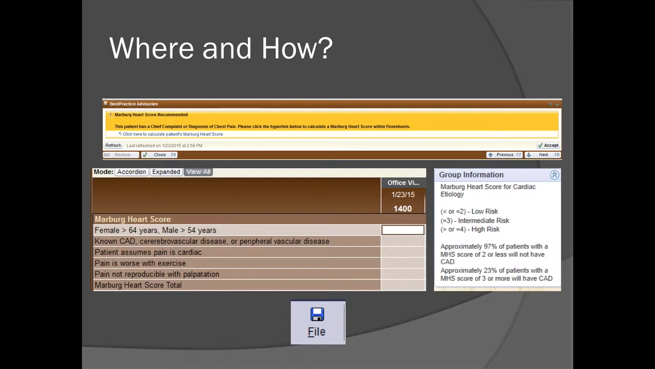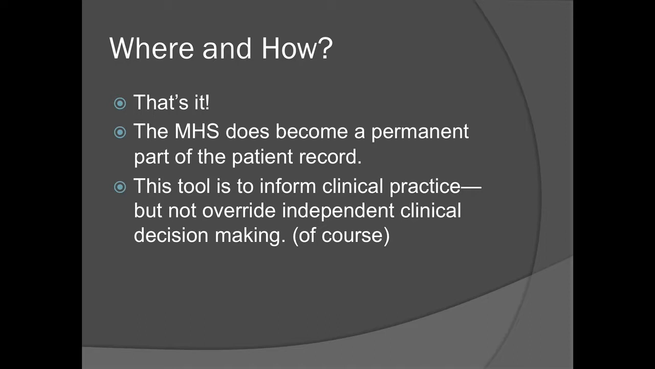As a final step, you should make sure to press the File button in the upper left-hand corner. That is what actually secures this document to the patient's record so that I can review it for statistical purposes and also to check the effectiveness of the Marburg Heart Score in patient care later. That's all you have to do. The Marburg Heart Score does become a permanent part of the patient record, and once again, this tool is to inform clinical practice but not override independent clinical decision making.